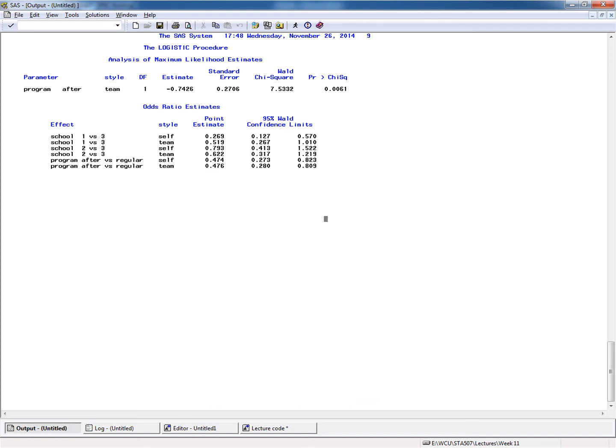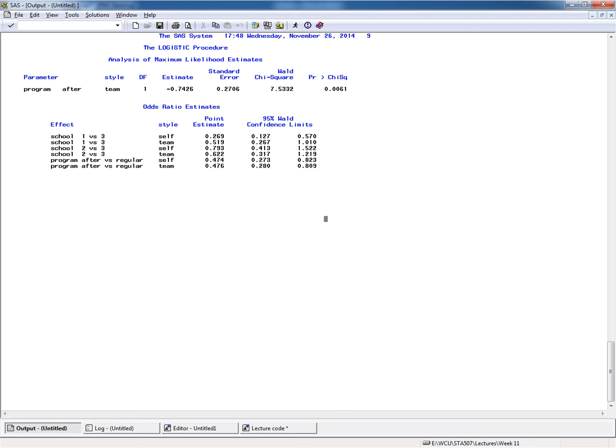We have 2 different y-intercepts, because remember, we're fitting 2 equations, this self equation and this team equation. So we have 2 different y-intercepts. There's 3 variables and 2 equations, so we have 6 slopes that need to be estimated, right? Because the slopes for all 3 variables, school 1 and school 2, as well as program, are different depending on which equation or which learning style we're comparing to classroom learning style.